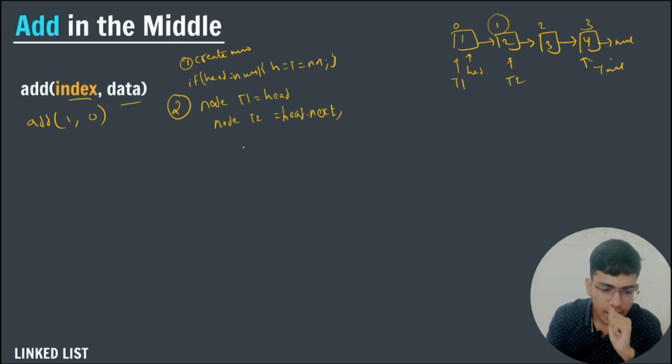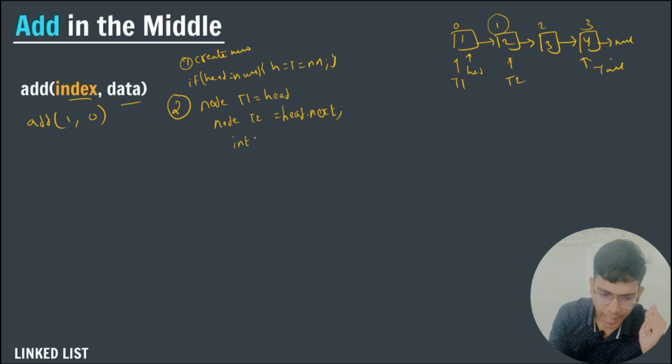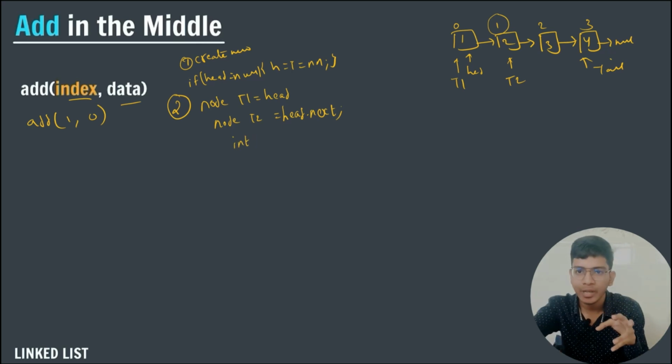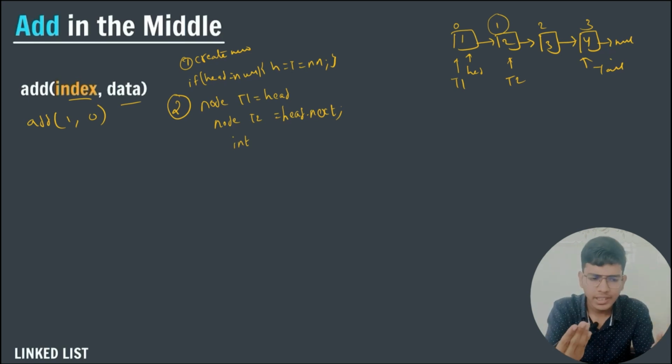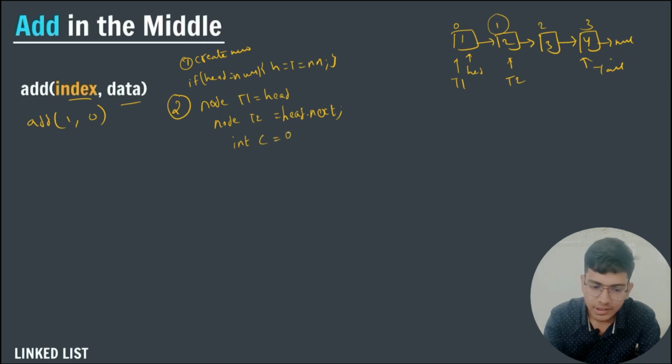Here I am going to create my iterator to keep track between the given index and the index of my linked list. To keep track, I am going to create an iterator, int c is equal to 0.